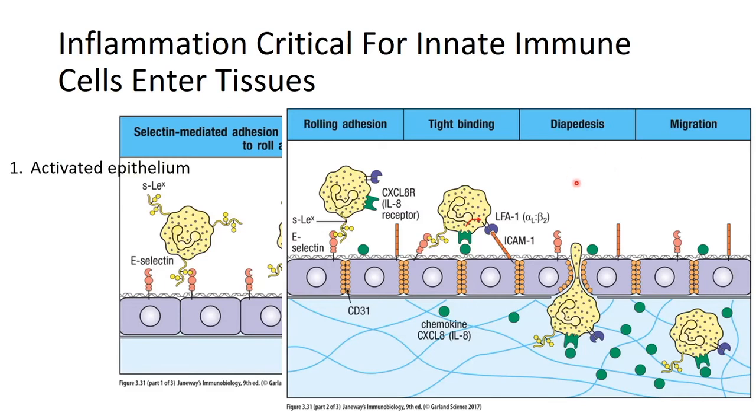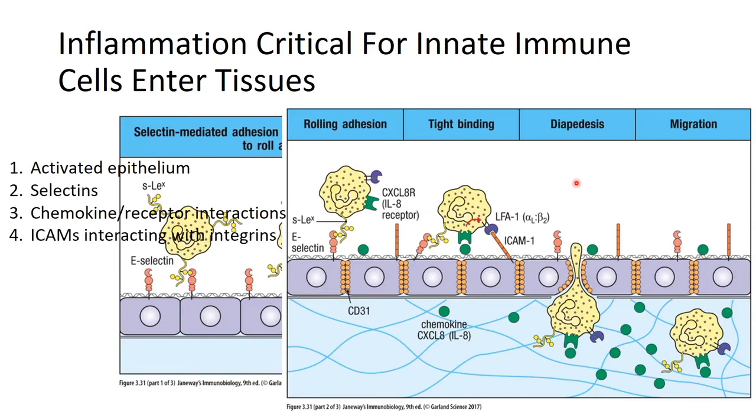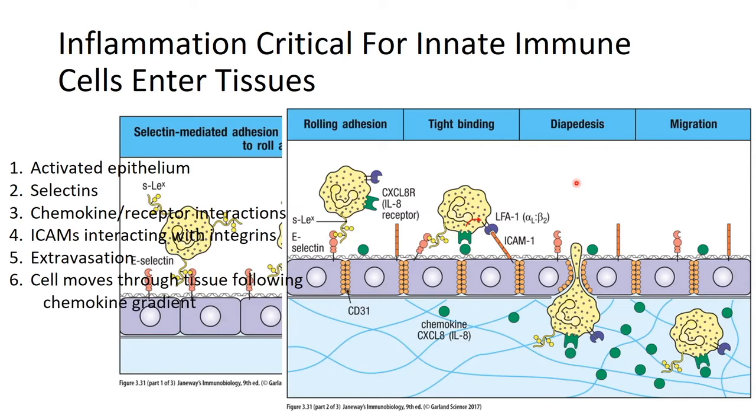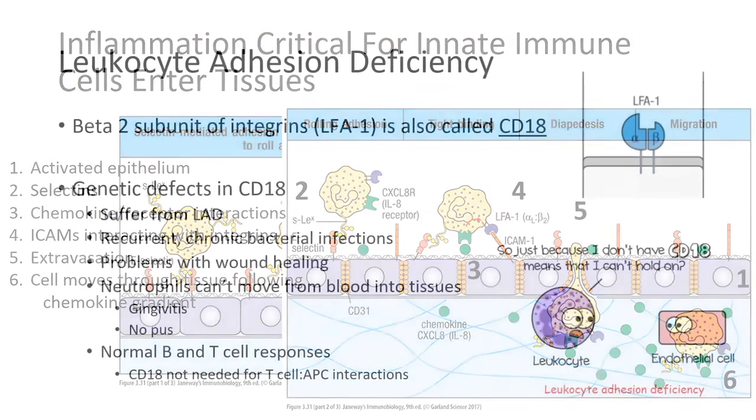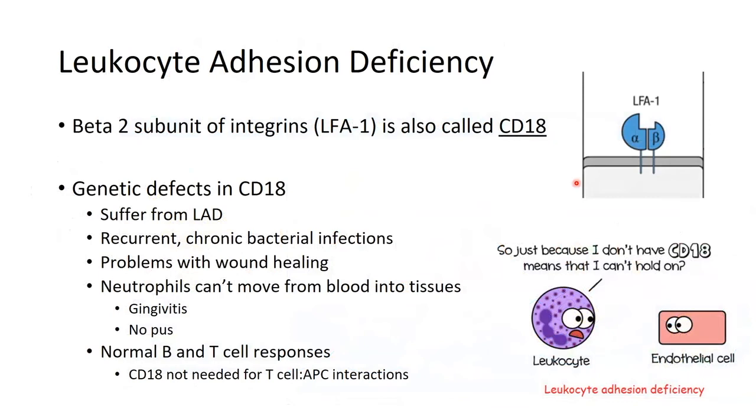So it's a multi-step process. You have to activate the epithelium to express the correct molecules. You've got the selectins and the chemokine receptor interactions. The ICAMs interact with the integrins. You get the extravasation, which is the process of the cell leaving the bloodstream and going into the tissue. And then once it's out of the bloodstream, the cell moves through the tissue following the chemokine gradient. So it's a complex process.